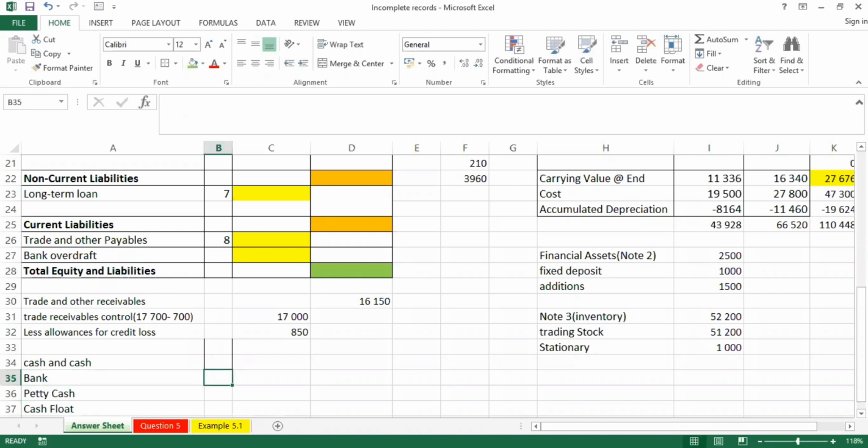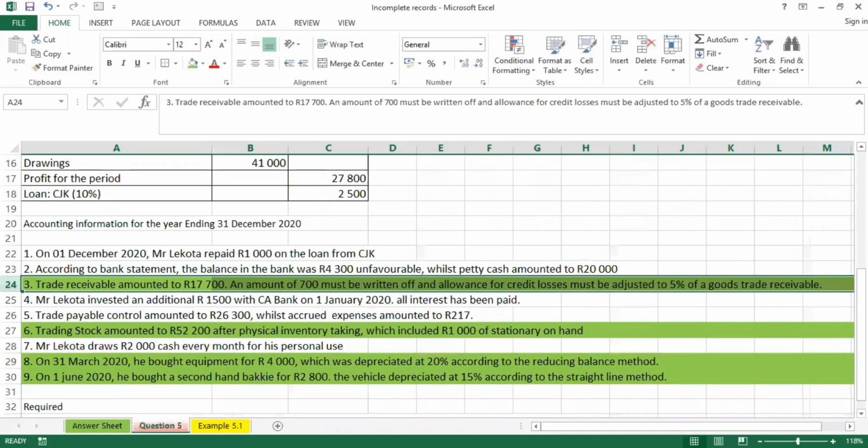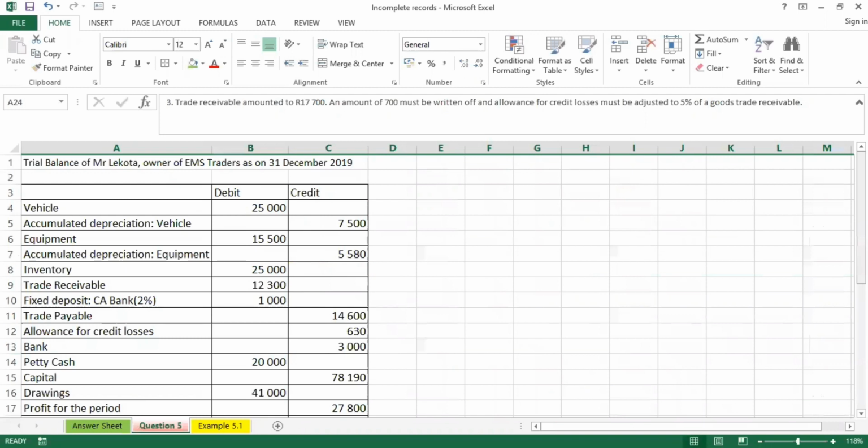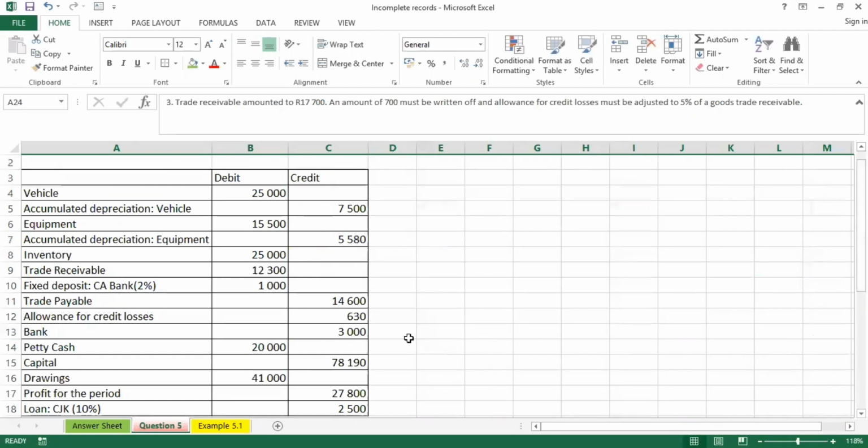Now we're going back to our question to check what we've been told concerning this cash and cash equivalents. Starting from our information, our trial balance, you can see bank, we have an amount on the credit side of the trial balance, an amount of 3,000.